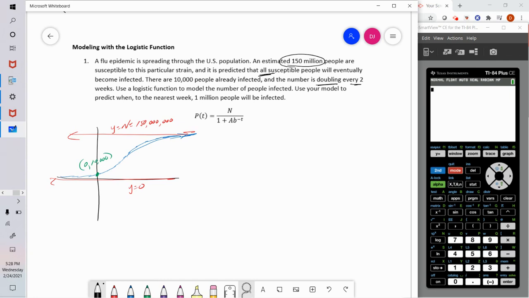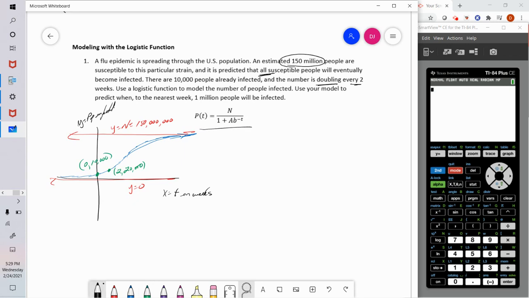So my x-axis, x is equal to time in weeks. Y is equal to the population infected. And I'm sure you can read that really well. So 2 weeks in, after we started observing, the number of people infected has doubled. So now there are 20,000 people infected. Okay, so now we're going to use this to come up with our model.